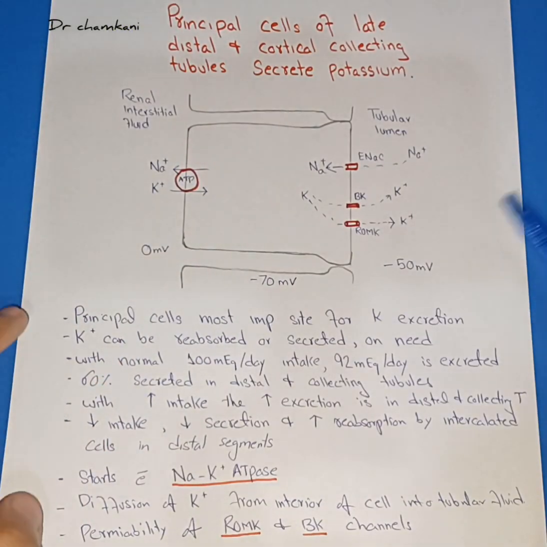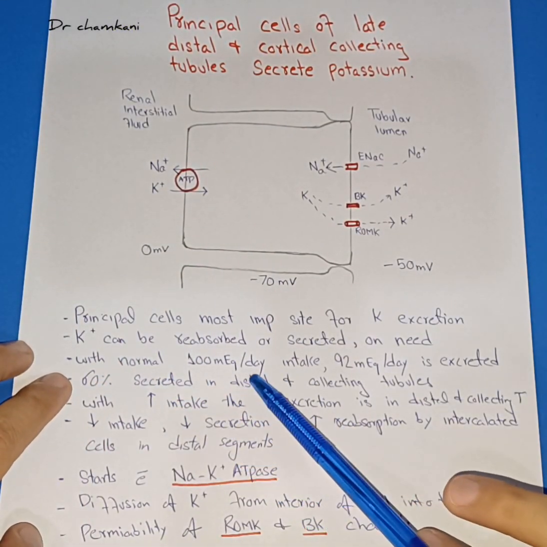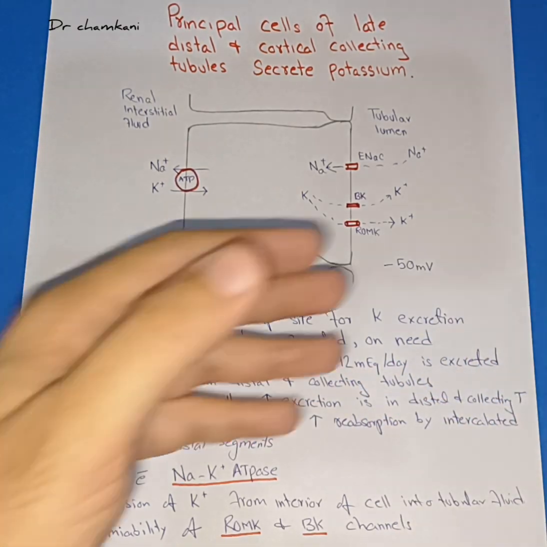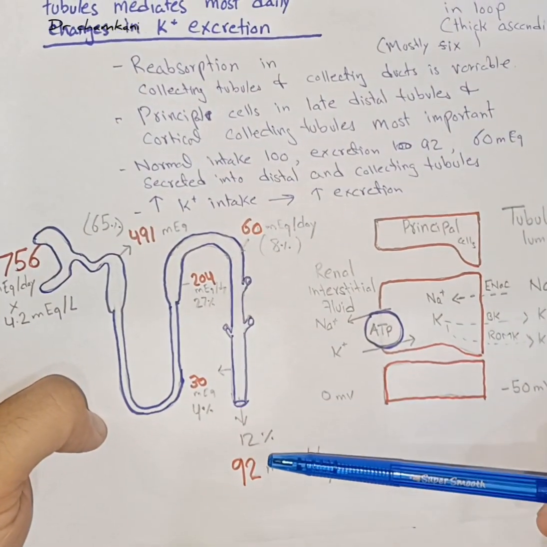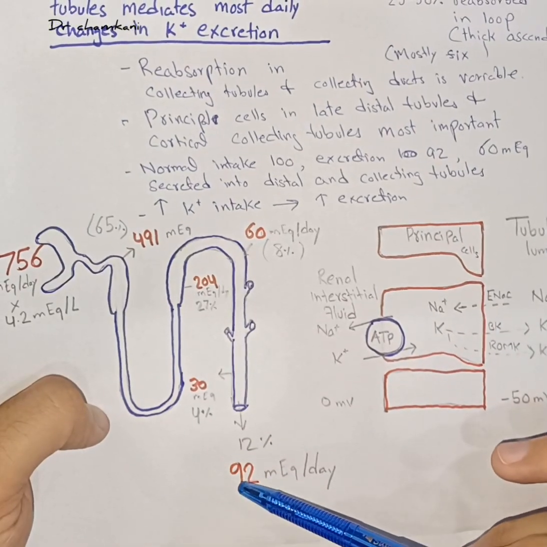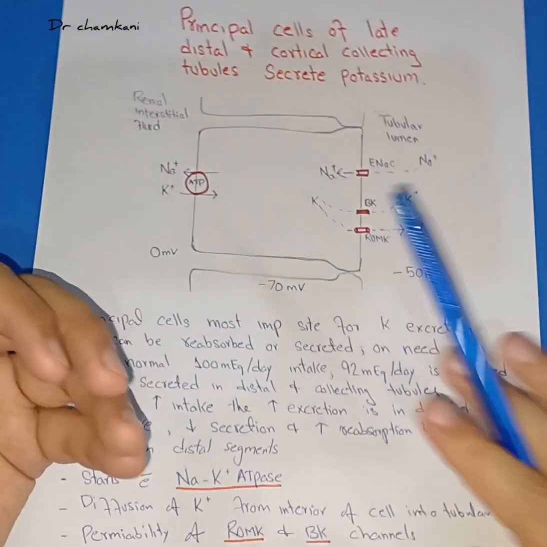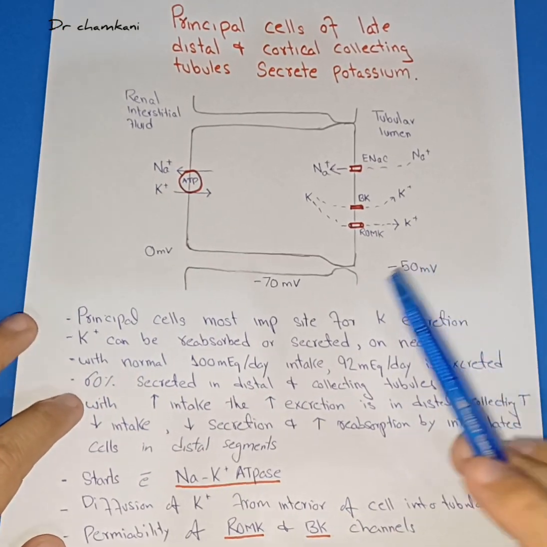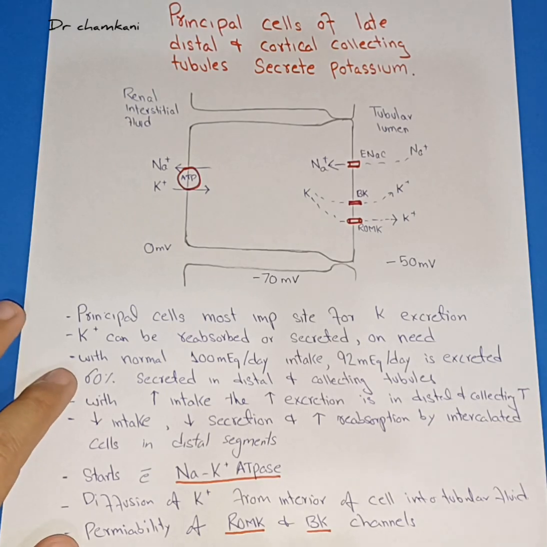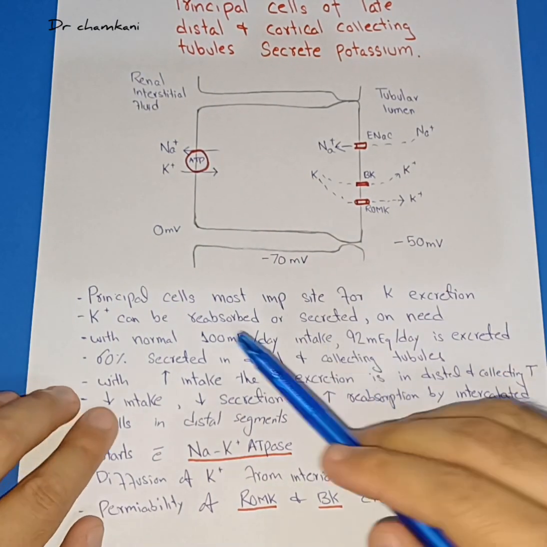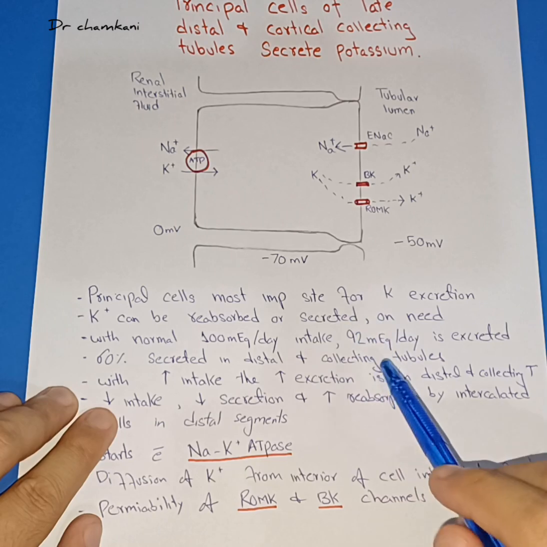Now, with a normal 100 milliequivalent per day of potassium intake, around 92 milliequivalent per day is excreted. See, normally we consume around 100 milliequivalent per day of potassium, and out of that, around 92 milliequivalent is excreted through the kidneys. And out of this 92 milliequivalent, around 60% is secreted in the distal and collecting tubule. This 60% is not secreted in the proximal tubule or the loop of Henle or the thin or thick limbs, but this is happening in the distal tubule and the collecting tubule, and especially by the principal cells.